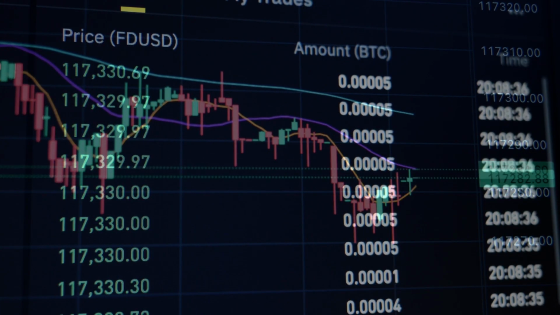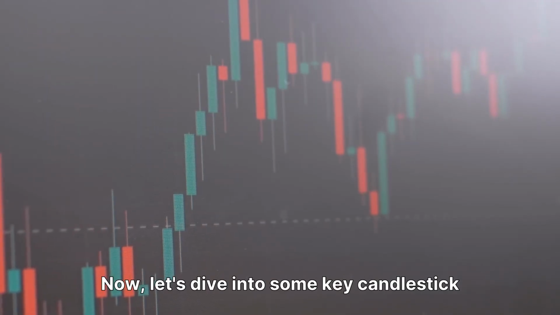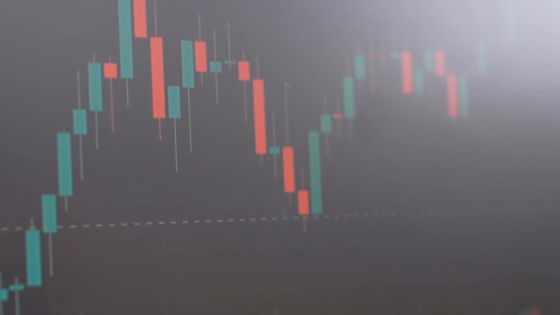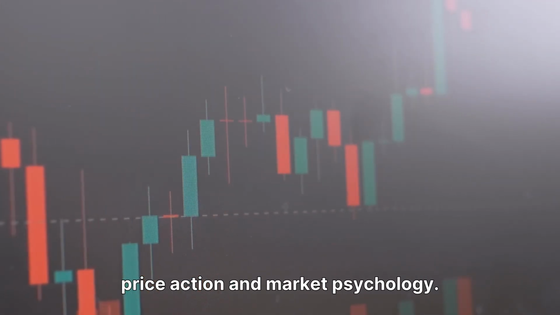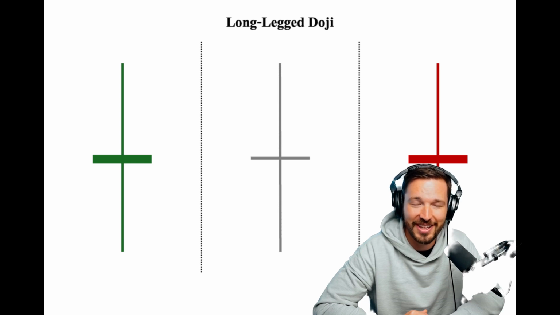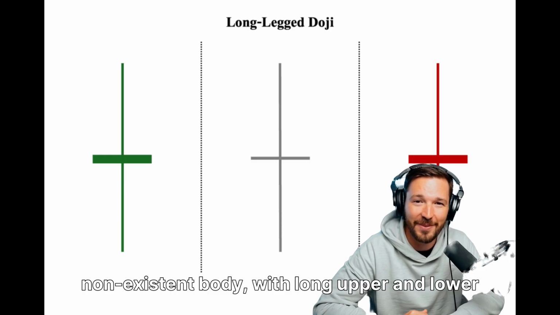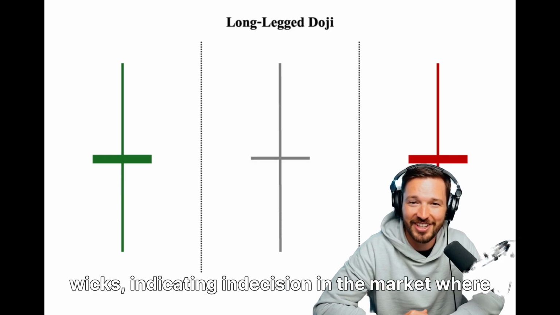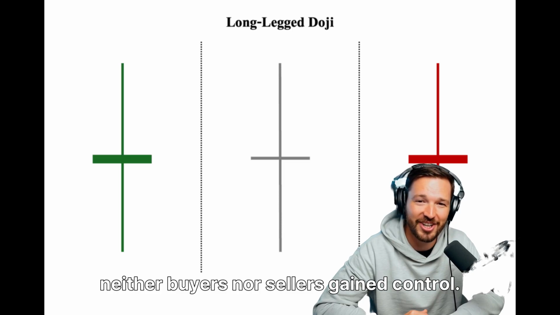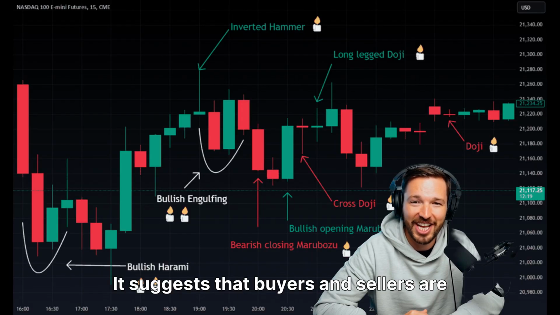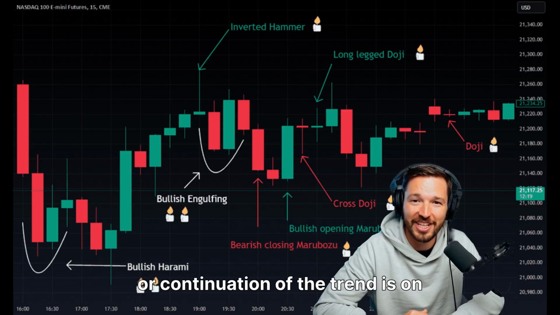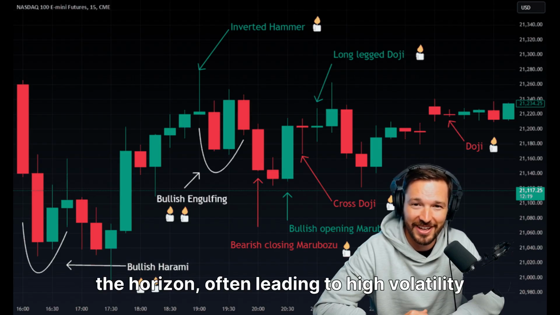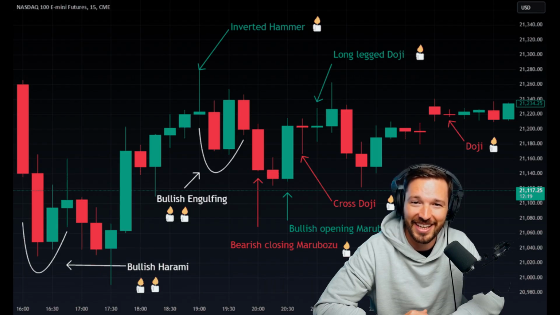Now let's dive into some key candlestick patterns that beginners must know. These patterns offer valuable clues about future price action and market psychology. First, the doji. This pattern has a very small or non-existent body, with long upper and lower wicks, indicating indecision in the market where neither buyers nor sellers gain control. It suggests that buyers and sellers are in a stalemate, and a potential reversal or continuation of the trend is on the horizon, often leading to high volatility next.